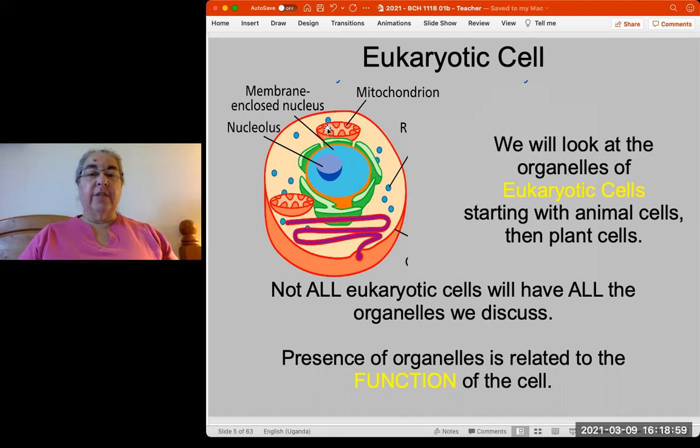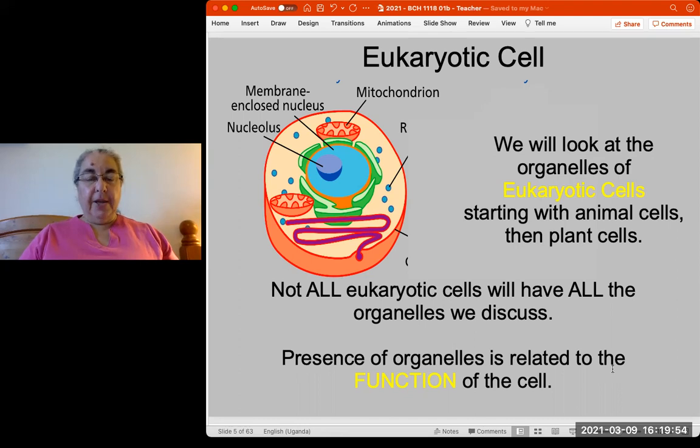For instance, some cells have just a few mitochondria, other cells have many, many mitochondria. And the presence or absence of organelles in a cell is related to the function of that cell. So I hope that you already know that a mitochondrion is the cell organelle connected to producing energy. So cells whose function is to produce a lot of energy will have a lot of mitochondria. Cells whose function is something else, not to produce energy, will have enough mitochondria to provide energy for the cell's own use, but not enough to export that energy in the form of other molecules. Okay, so the presence or absence of organelles is related to the function of the cell.